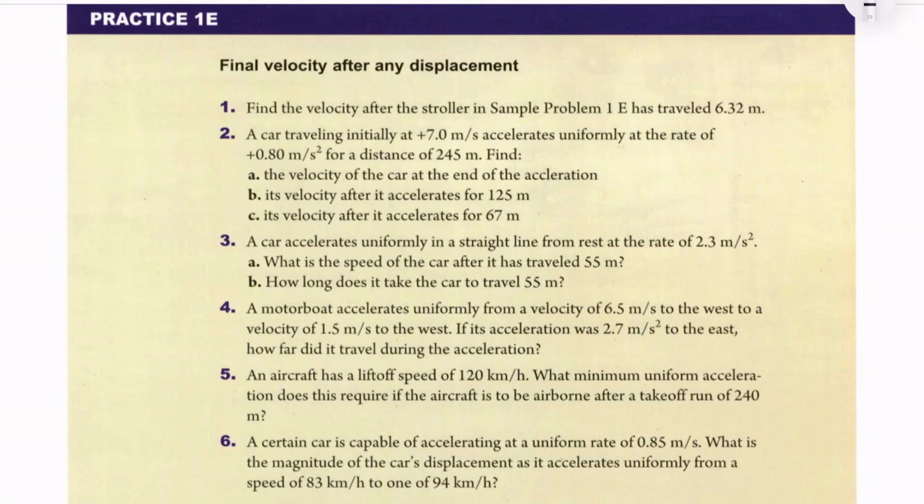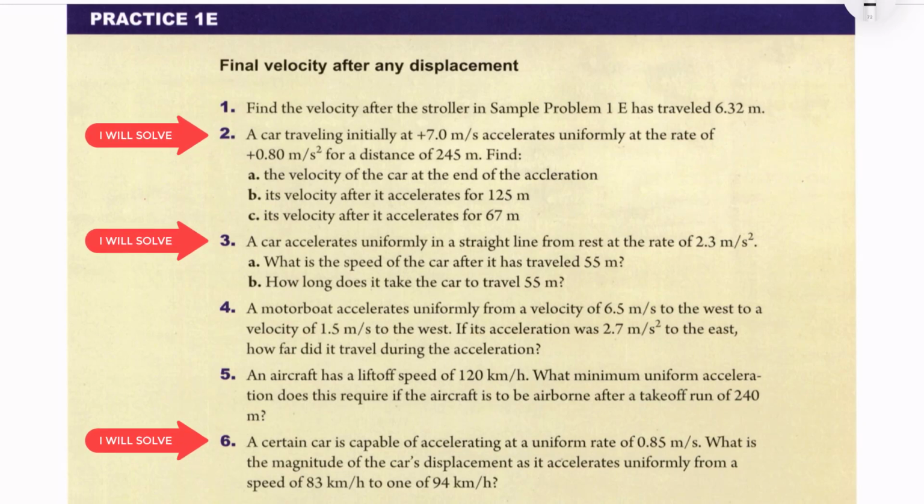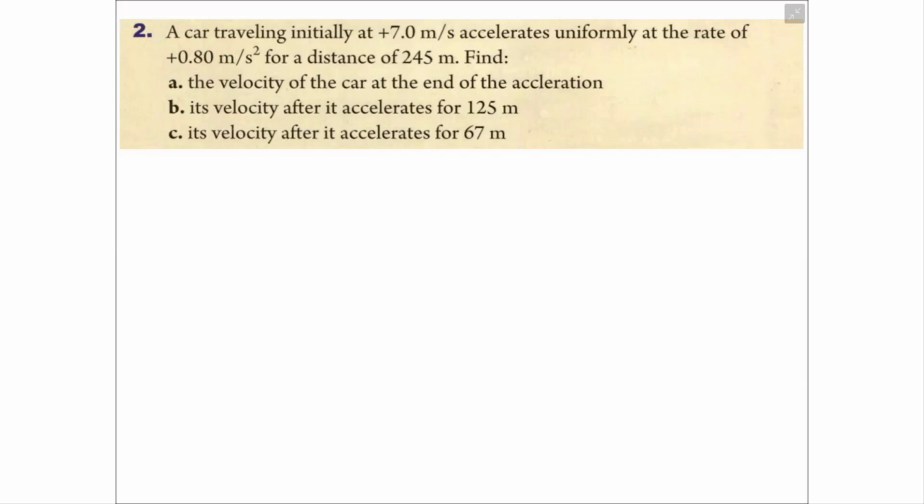Now guys, we reached the practice 1E. I'm gonna solve some of them. I hope you are going to understand them. In this question it says, a car traveling initially 7 meters per second accelerates uniformly at the rate of 0.8 meter per second square for a distance of 245 meters. Find the velocity of the car at the end of the acceleration. So it's asking here final velocity, its velocity after it's accelerate for 125 meters, its velocity after it's accelerate 67 meters.